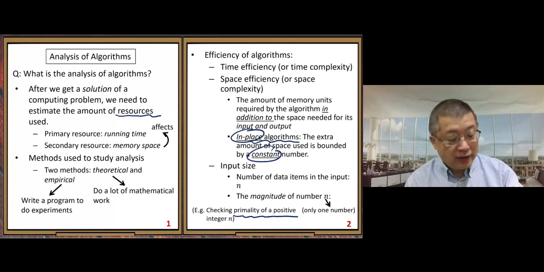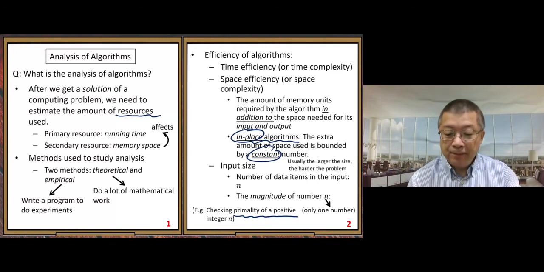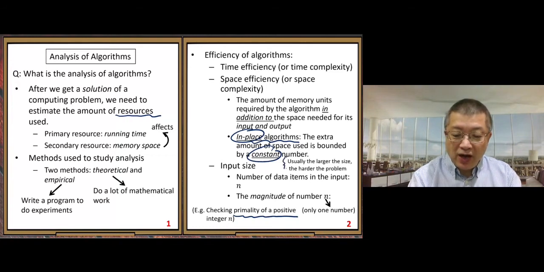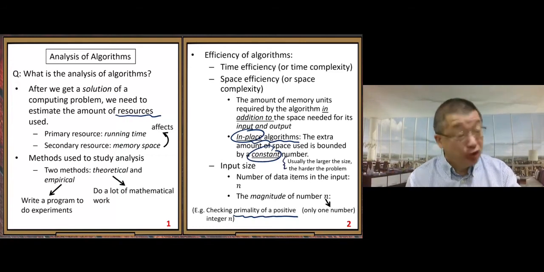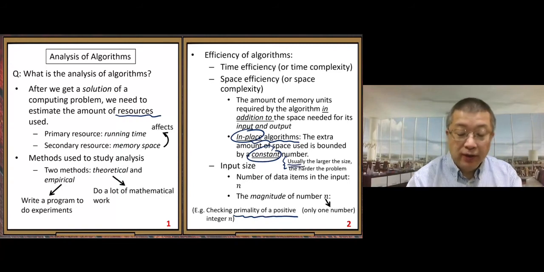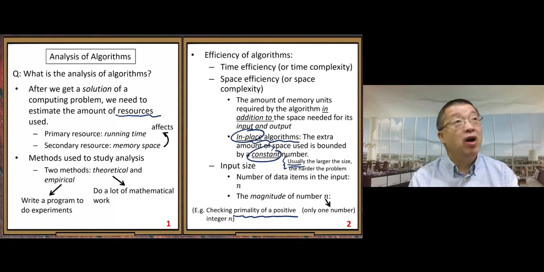All right. So that's the input size. So we know the larger the size, the harder the problem. Usually. Here I say usually, most of the time, but not 100% of the time. There are some problems where, even though the input size is relatively small, the problem is still extremely hard to solve. You may have that kind of special problem sometimes. So that's why we say usually.